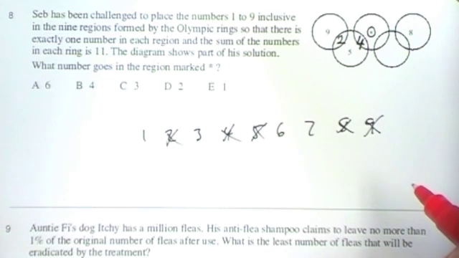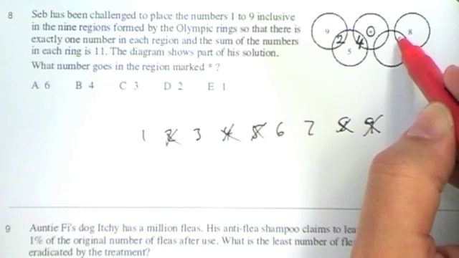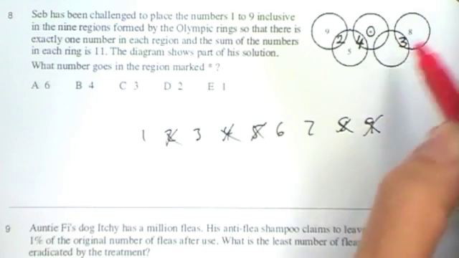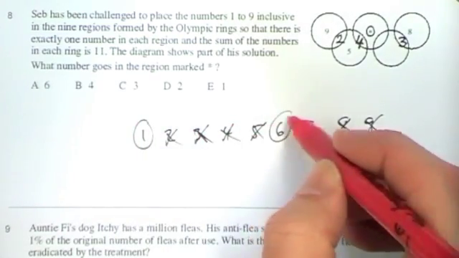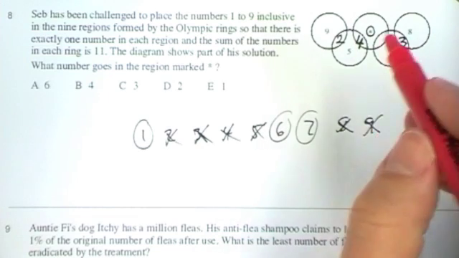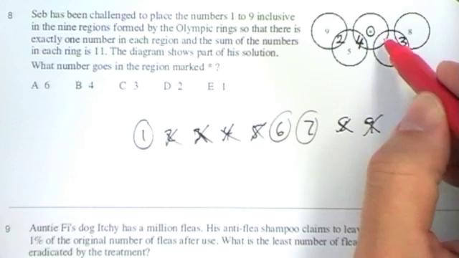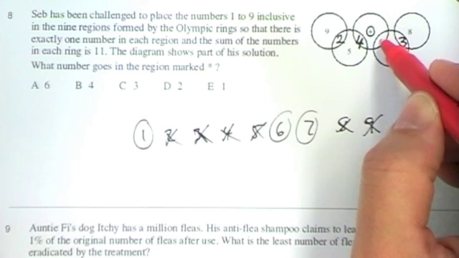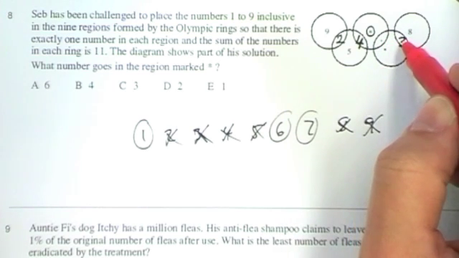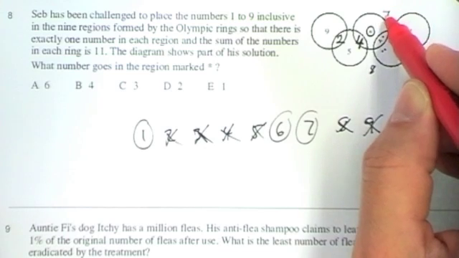What else do I know? Can't do that one because there's 2 regions. I know this one here must be 3 to make 11 in that circle. Now I've got 3 numbers left and 3 regions, and I've got to do it so it makes 11. So these could be 6 or 7 or 1. They've got to make 3, so those 2 regions have to make 8. So those 2 must make 8, and then these 2, because I've got a 4 in there, must make 7.